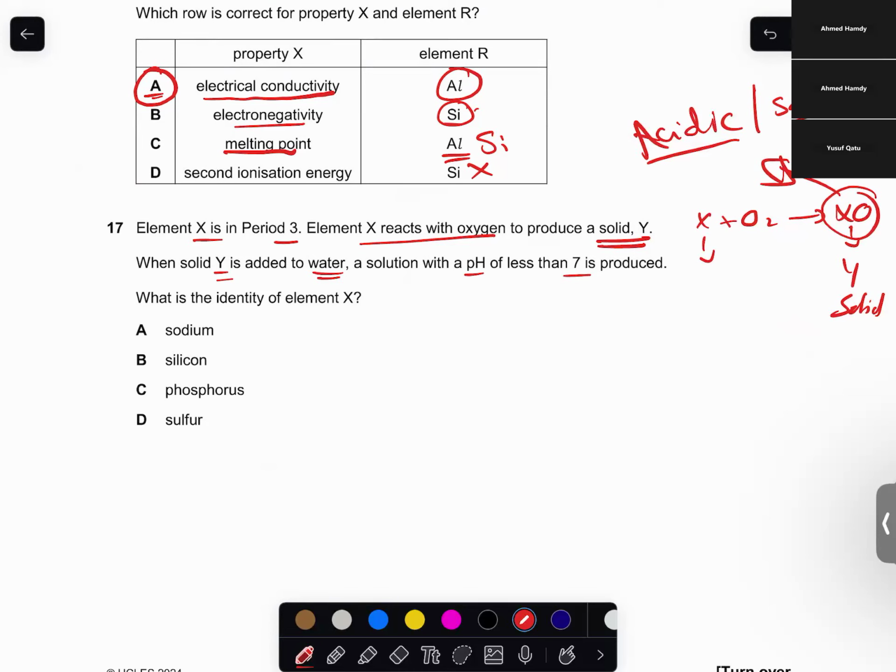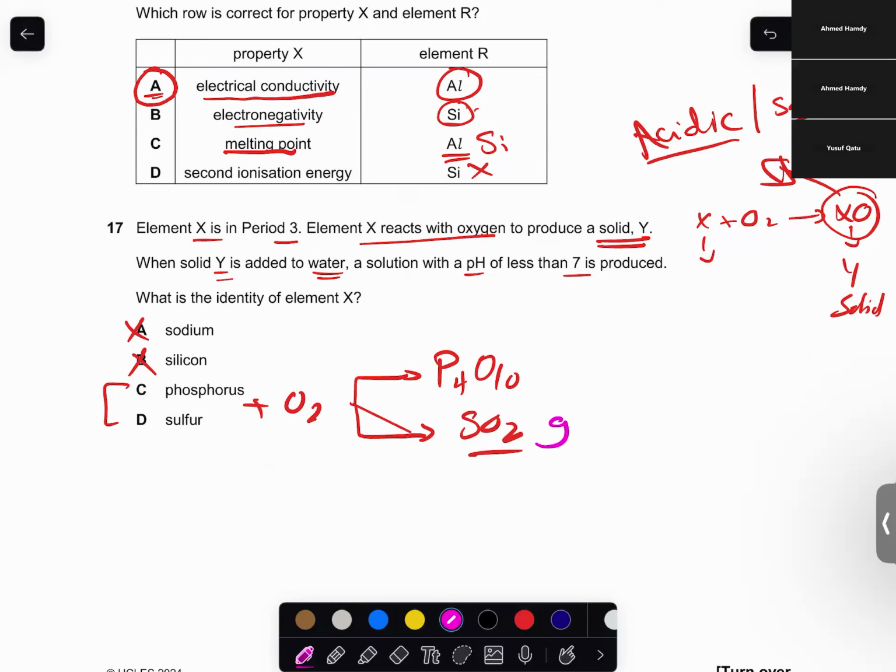The non-metal, so we will cancel the metal because it gives basic oxide. We will cancel metalloid. Phosphorus and sulfur, both of them, when we react them with oxygen, phosphorus gives P4O10, which is an acidic oxide, and sulfur gives SO2, which is an acidic oxide. But this one is gas and this one is solid, so the answer is C.